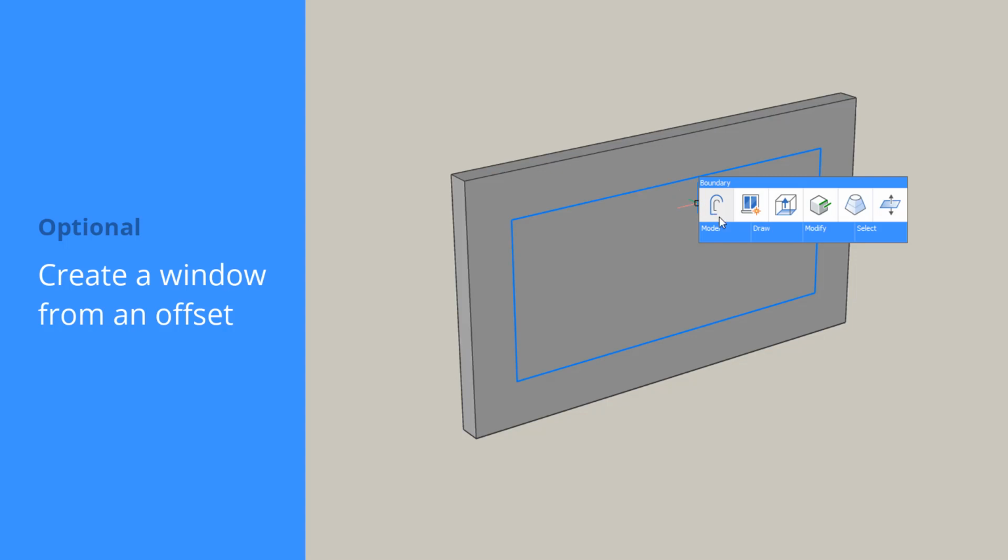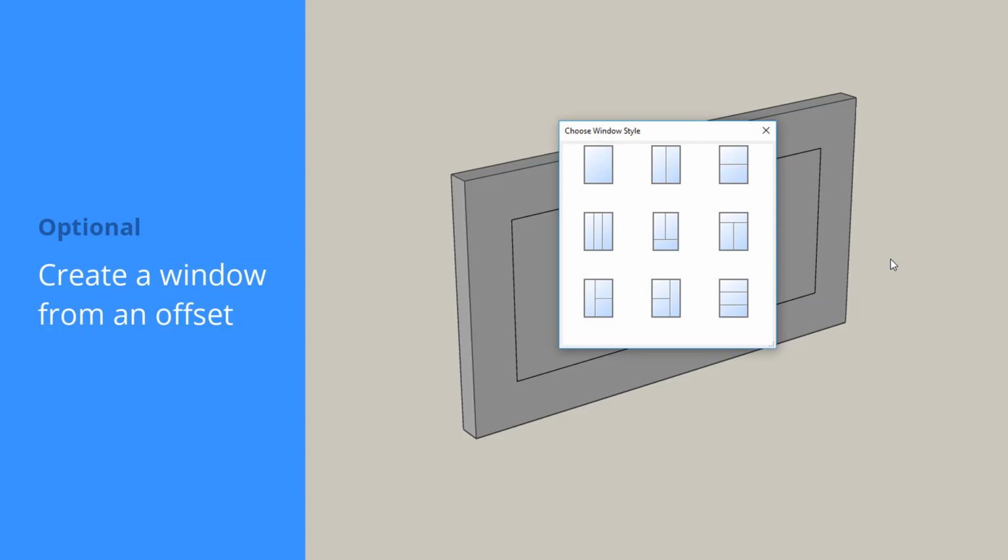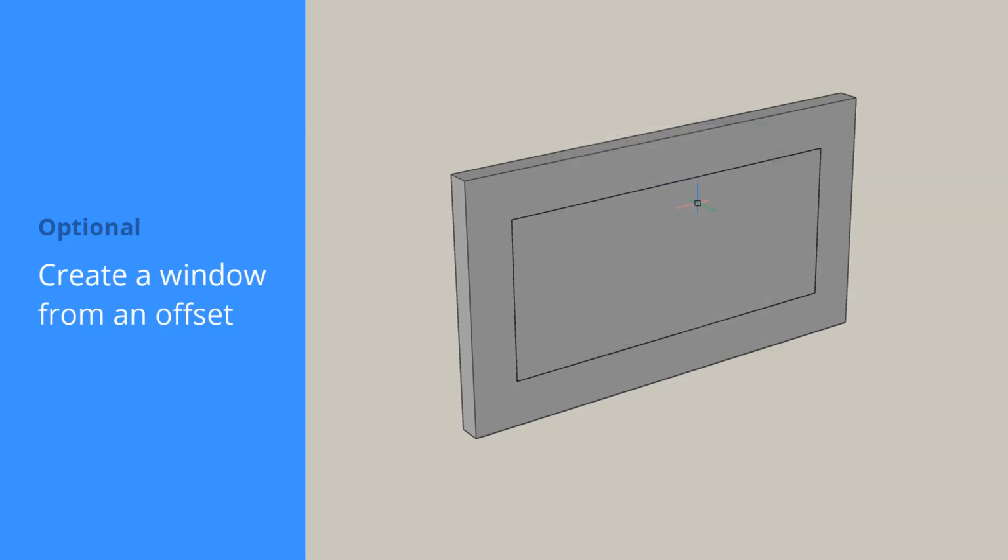Then highlight the offset boundary and select Create Window from the quad. Once again, the available window styles are shown in a dialog box.